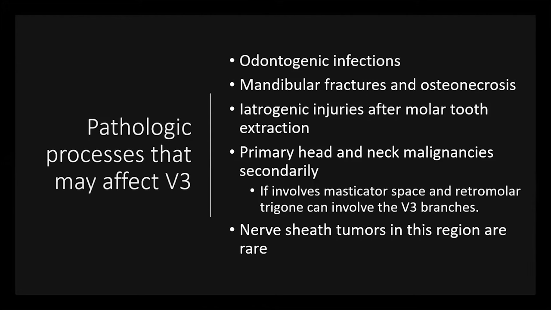So the things that can affect V3 include odontogenic infections extending into the inferior alveolar canal. Anything that injures the mandible can injure the inferior alveolar nerve and the inferior alveolar canal, so fractures and osteonecrosis. I would have to say that one of our biggest referral bases is pain after tooth extraction, due to injury of the inferior alveolar nerve from tooth extraction or other dental procedures. Again, the gingiva is in very close contact with the mandibular alveolus, and so you can definitely have involvement by malignancies in that region, and it is rare to have schwannomas.